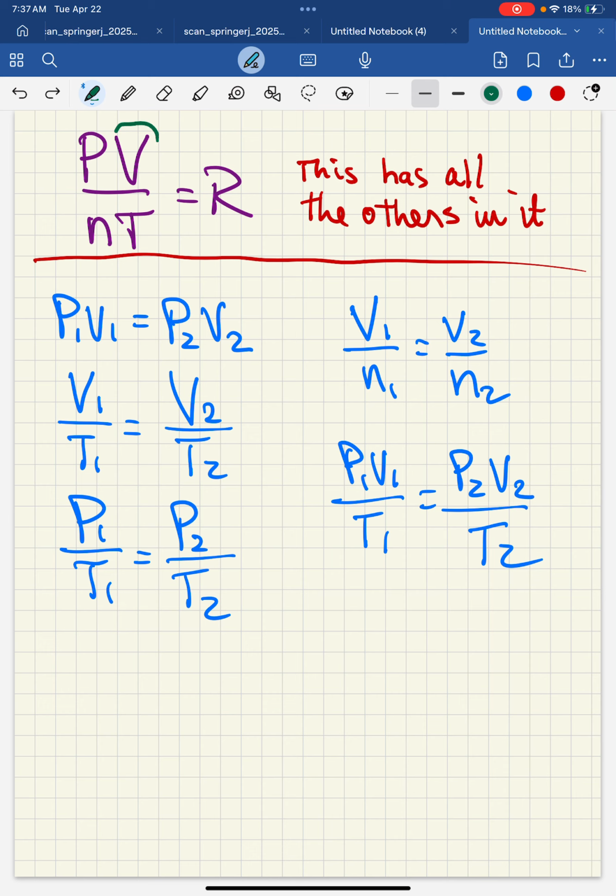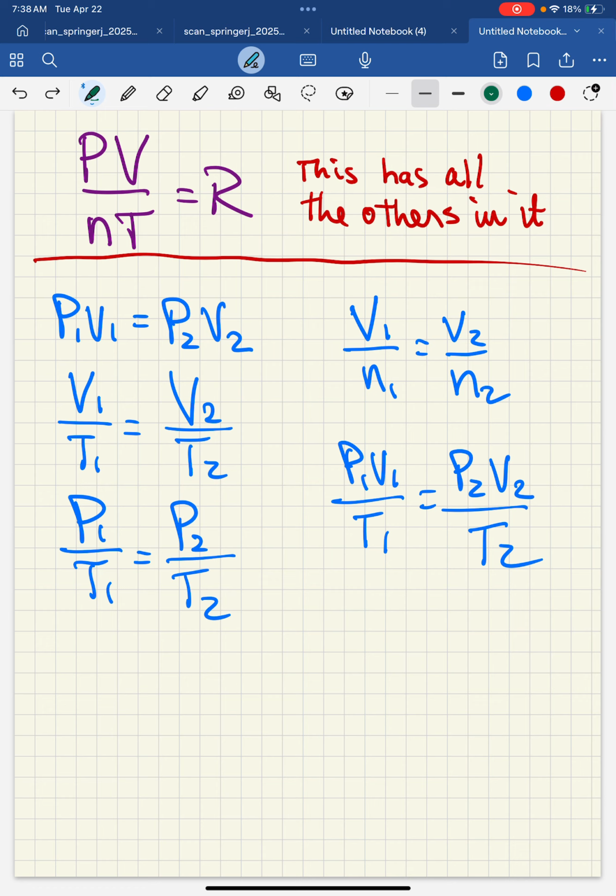Volume and temperature. Volume is on top, temperature is on the bottom. Pressure and temperature. Pressure is on top, temperature is on the bottom. See how this is working out for us? Volume and amount, V on top and N on the bottom. And then if we include three of the four, there's the combined law, that's what they call that, P and V on top, T on the bottom. And then if there are all four, then we just use the ideal law.